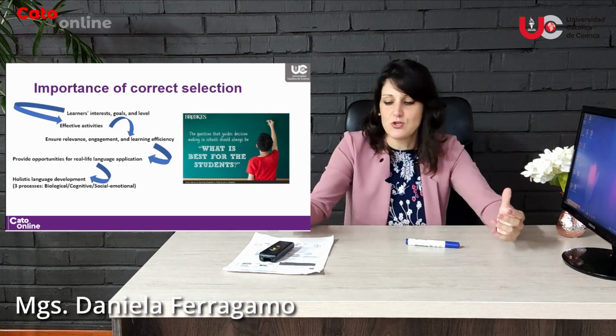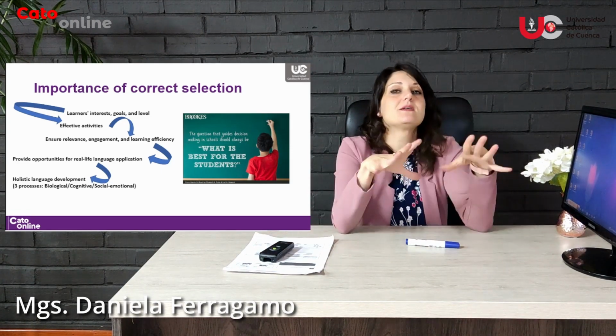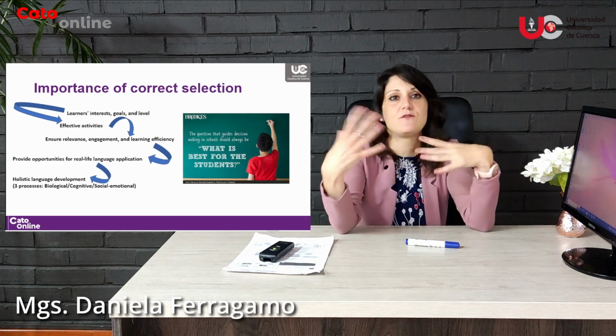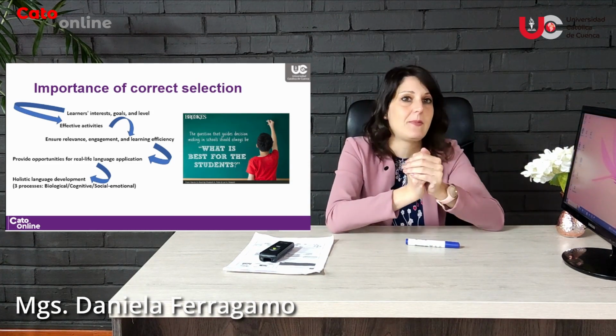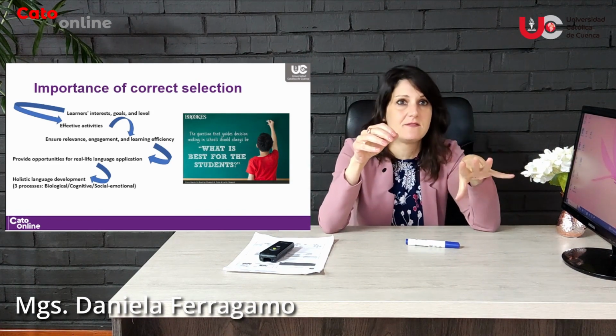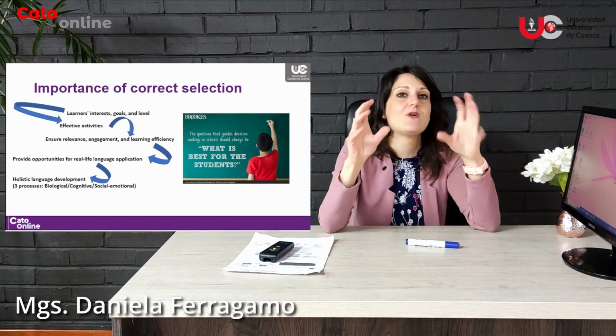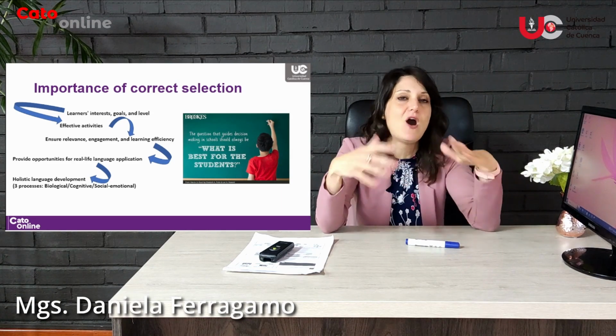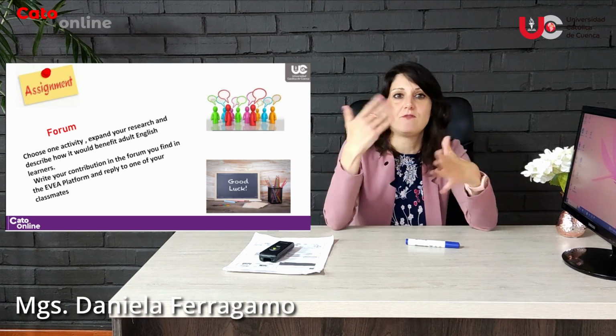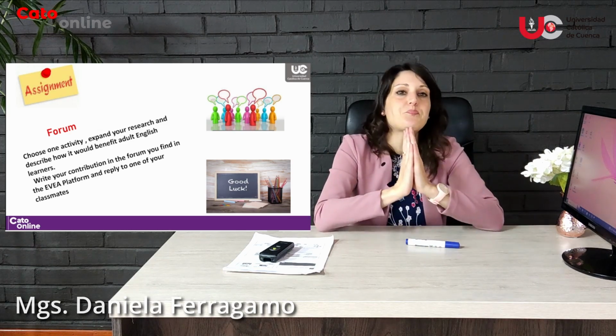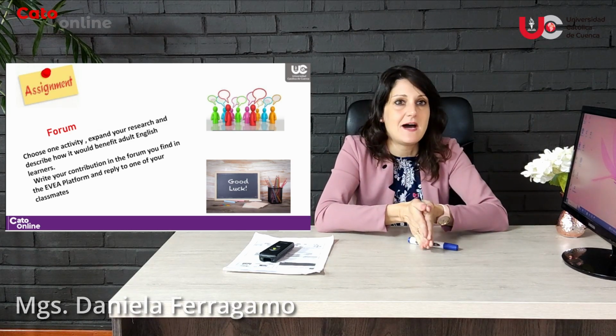So now let's see what you have to do as a task. Your assignment is to use the forum you find on the VIA platform. You have to choose one of the activities we discussed. You have to expand your research and describe how it would benefit adult English learners. When you have finished this, remember that you also have to reply to one of your classmates. But when you reply, it's not just saying, okay, I agree with you, but giving your personal opinion. Do it critically, okay?